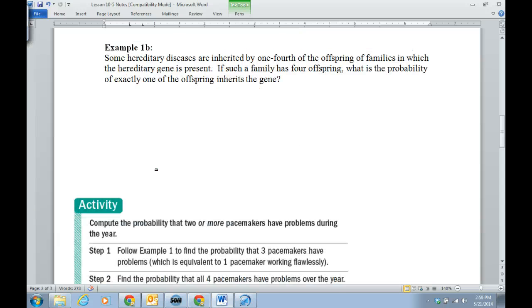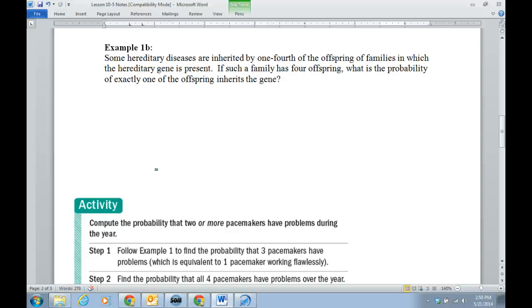All right, some hereditary diseases are inherited by 1/4 of all the offspring of families in which the hereditary gene is present. If such a family has 4 offspring, what is the probability that exactly one of the offspring inherits the gene? This is actually a close to home situation for me because I carry cystic fibrosis. So does my husband.